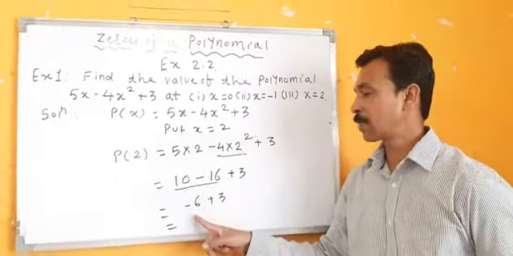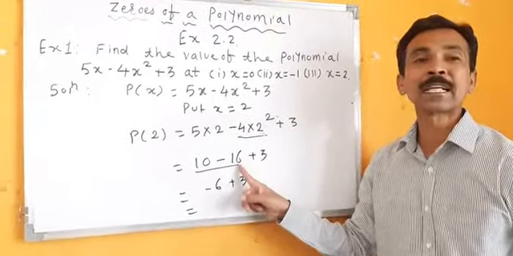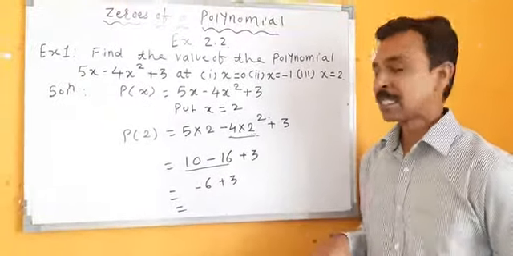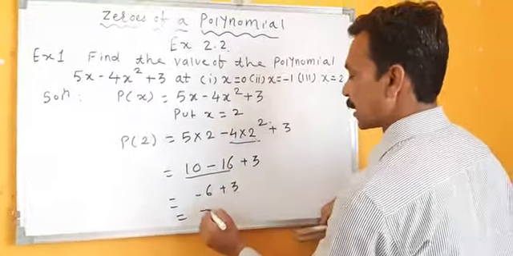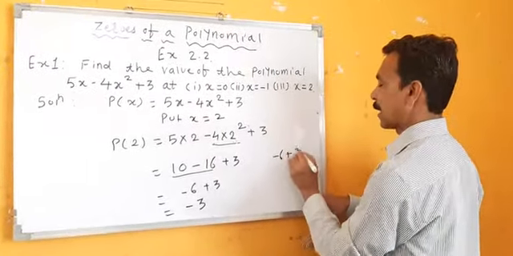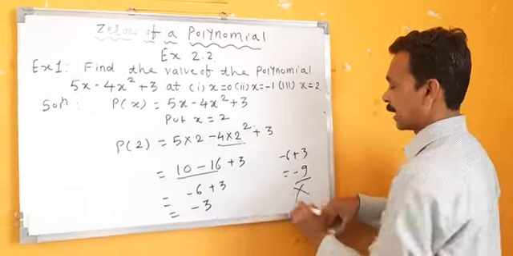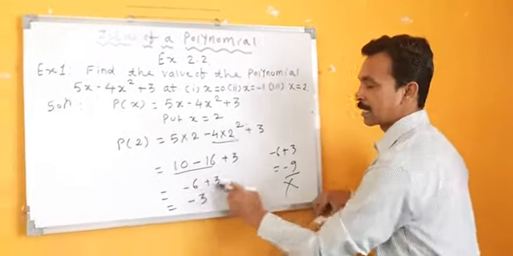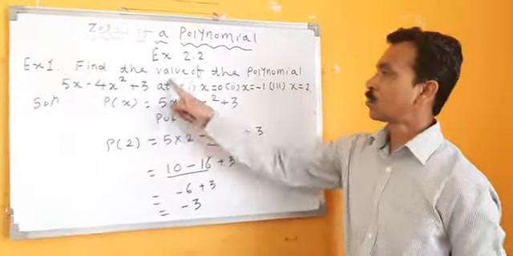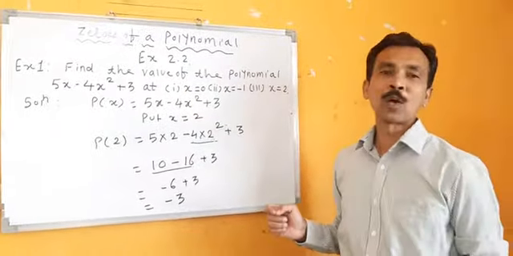10 minus 16 is minus 6, because the 16 is greater and the sign is negative. So it becomes minus 6. Minus 6 plus 3 is equal to minus 3. Don't write minus 6 plus 3 as minus 9. That is wrong. Minus 6 plus 3 is minus 3. So this is the way to find the value of the polynomial.